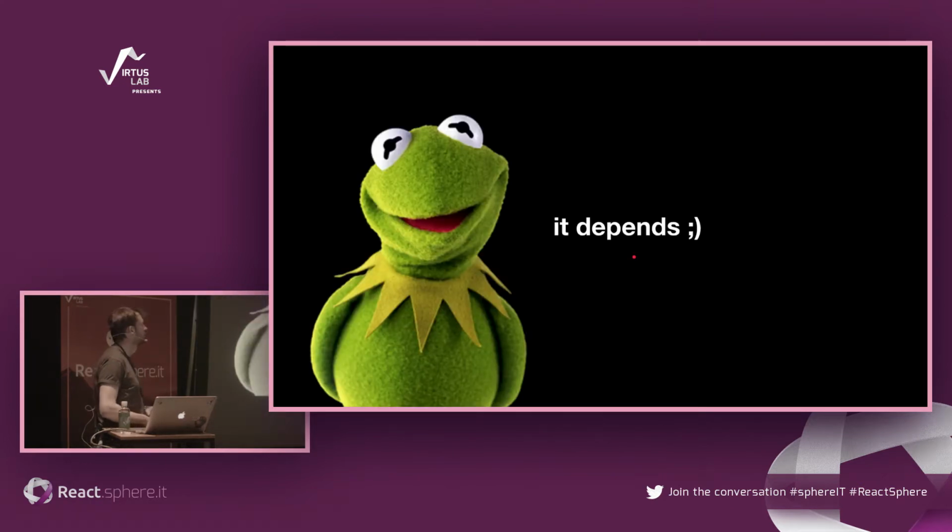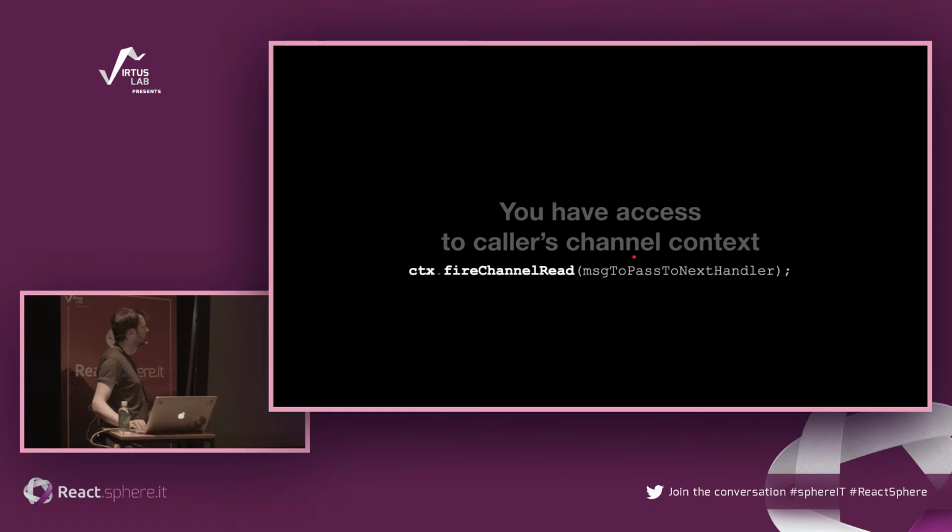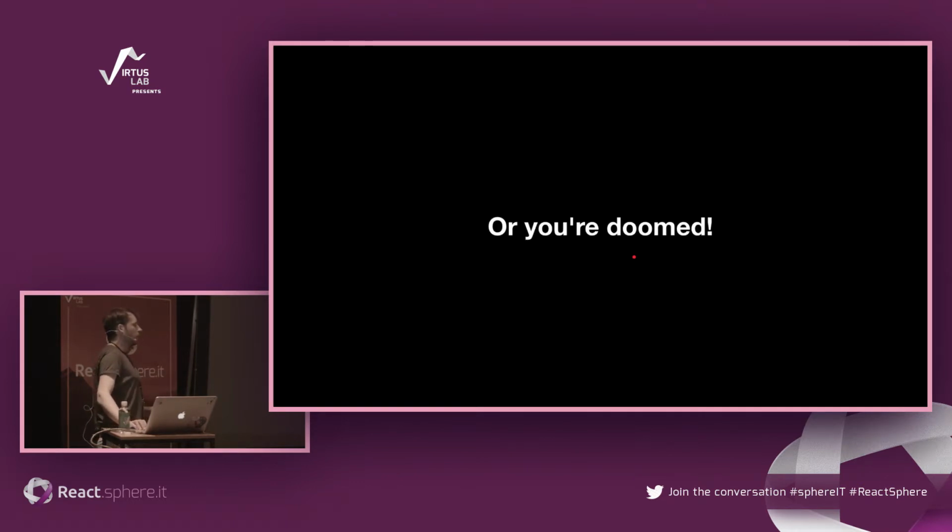The answer is that it depends. If you have access to the caller's channel context, as I showed you at the beginning, then you will probably be fine, and you can just use the context of the channel and pass the response from the client to the caller's pipeline, and Netty will figure out which thread to use, because the context is bound to the thread. Or you don't.